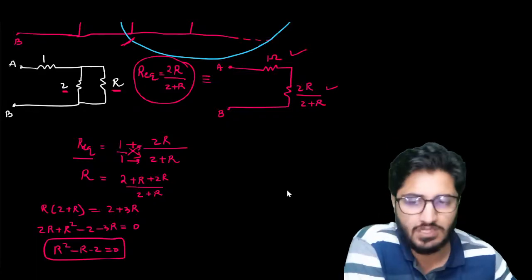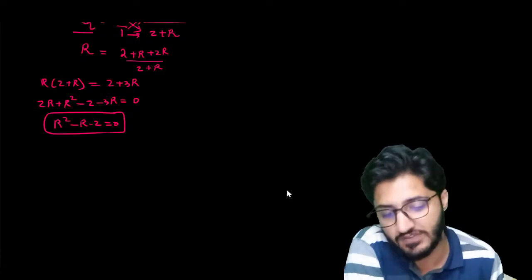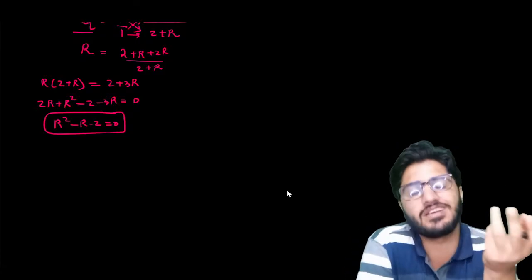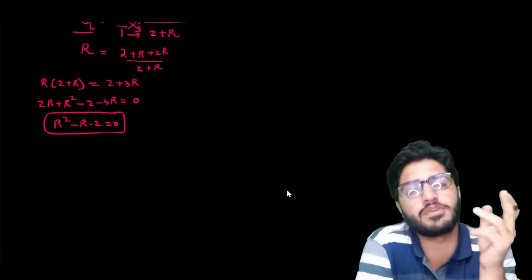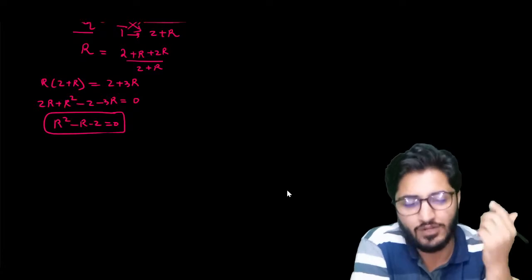Now, sir, R square minus R minus 2. If I need to solve the quadratic equation, we have multiple ways. One is the middle term split, na? Then the quadratic formula, minus b plus minus root of b square minus 4ac divided by 2a. There are a couple of things, right? So I can use the middle term one.